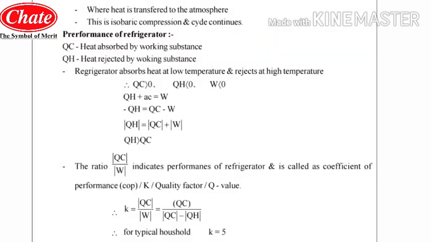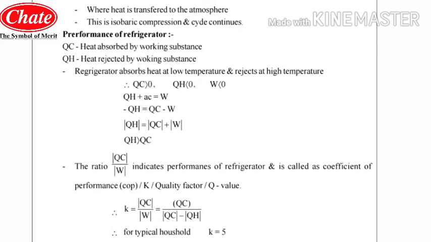So the next part we will see is the performance of the refrigerator. QC is the heat absorbed by the working substance, while QH is the heat rejected by the working substance. So the refrigerator absorbs heat at low temperature and rejects heat at high temperature. Now QC will be greater than 0, QH will be less than 0, and the work done will be less than 0. So QH plus QC is equal to work done. Now minus QH is equal to QC minus W. So modulus of QH is equal to modulus of QC plus modulus of W.